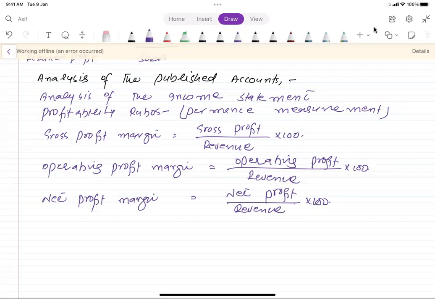In fact, four types, but the fourth we are not studying right now; three we are studying right now. Gross profit margin: gross profit divided by revenue multiplied by 100. Operating profit margin: operating profit divided by revenue multiplied by 100. And then net profit margin, that is net profit divided by revenue multiplied by 100.